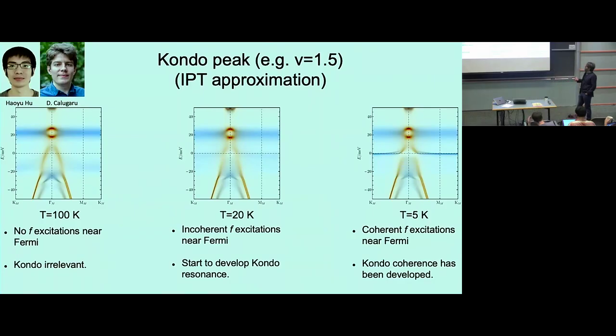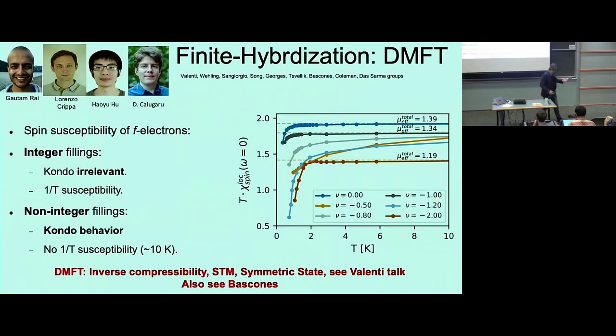So Howie and Dmitry basically did Foreman's DMFT, which is the IPT approximation invented by Antoine Georges and Gabi Kotliar, I think, which basically interpolates between the small U second order self-energy and the large U atomic limit. And in this approximation, where you can actually get Kondo physics, what you see is that at high temperatures you get the Hubbard bands. This is at filling 1.5, for example, and then at some intermediate temperature, you get the incoherent F excitation near the Fermi level, and then at even lower temperature, you get a coherent F excitation near the Fermi level, and the Kondo coherence has been developed.